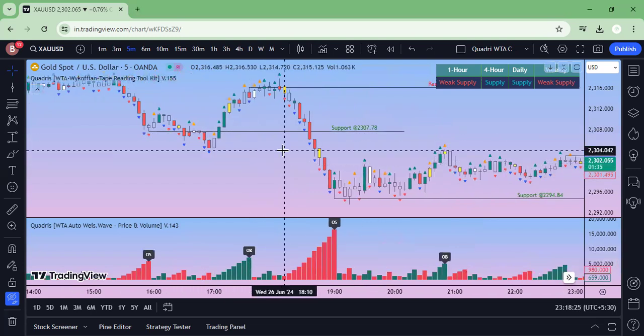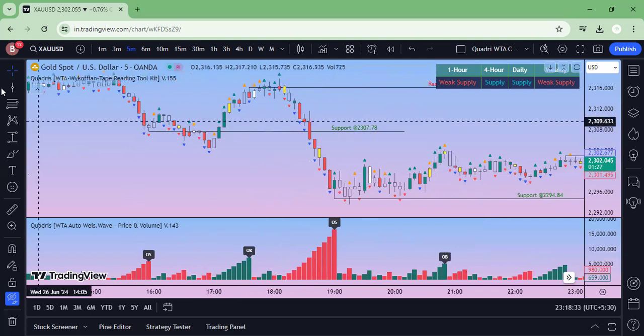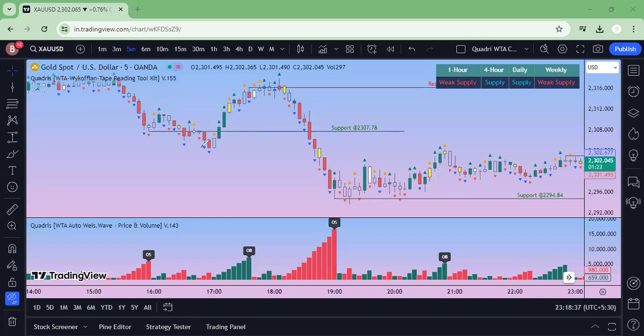It is better, always better, to accumulate fewer points or pips instead of being sorry. Again, after that, price came back and then came back above the support level.